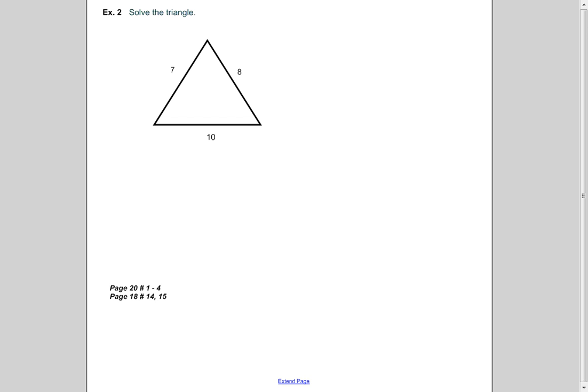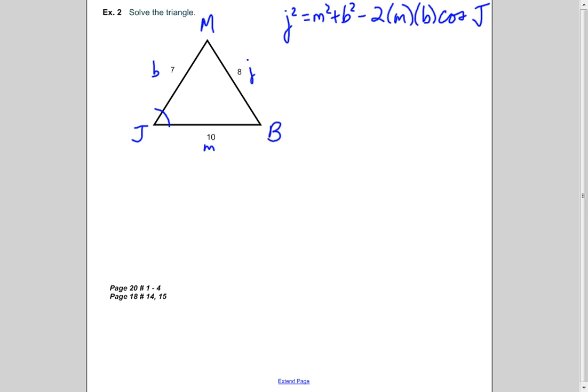So I'm going to label my sides J, M, B, which means this is B, J, M. I'm going to solve for angle J first. It doesn't matter, but if that's what I've chosen to do first, then I have to start my cosine law with side J and end with angle J. So: M squared plus B squared, order doesn't matter, minus 2 of each cos J.